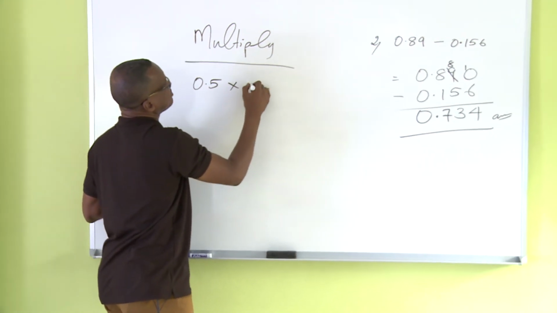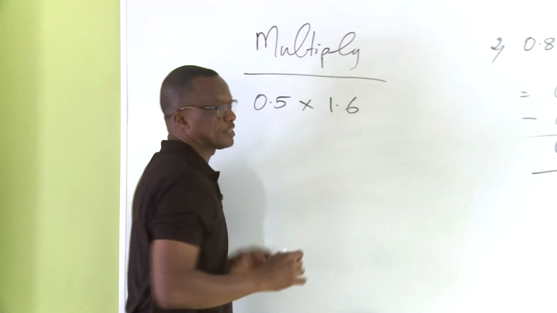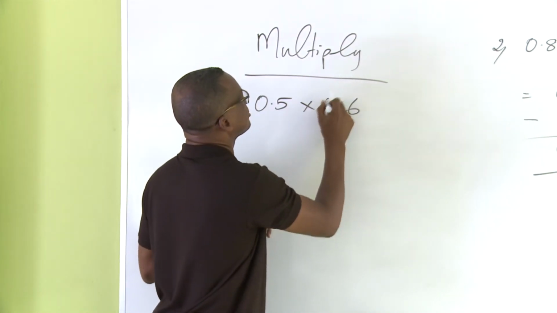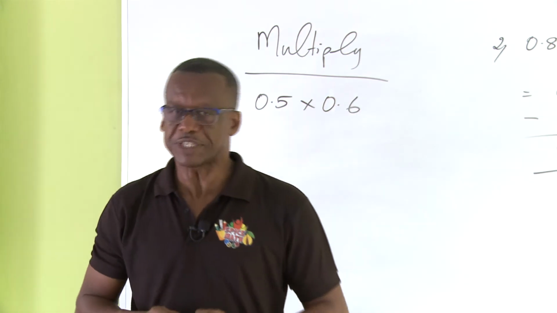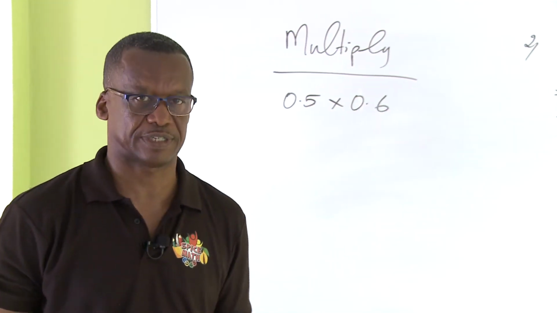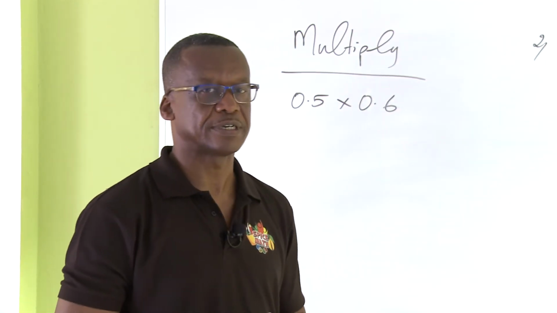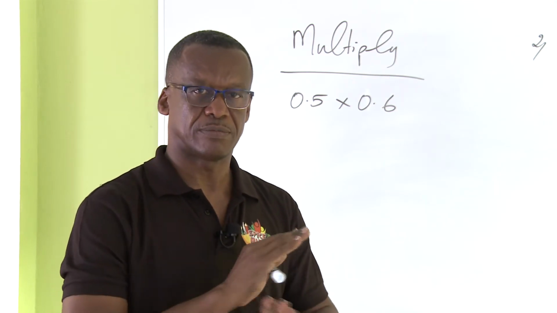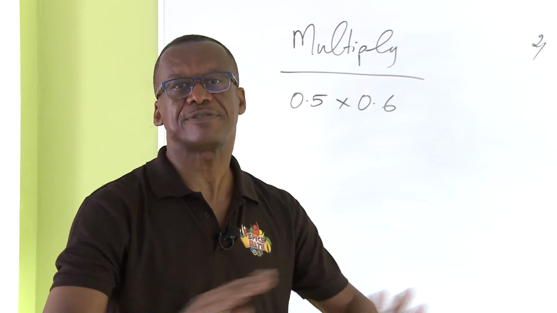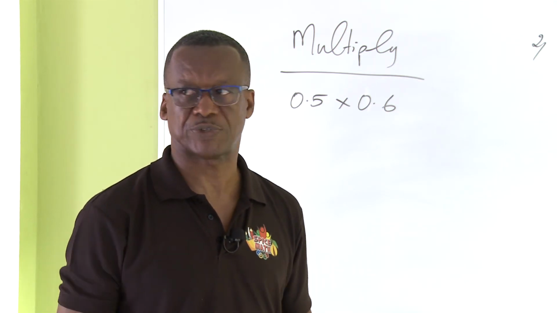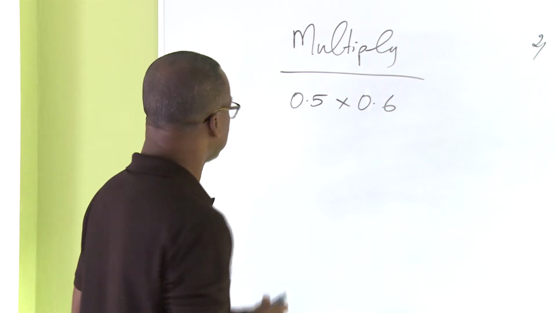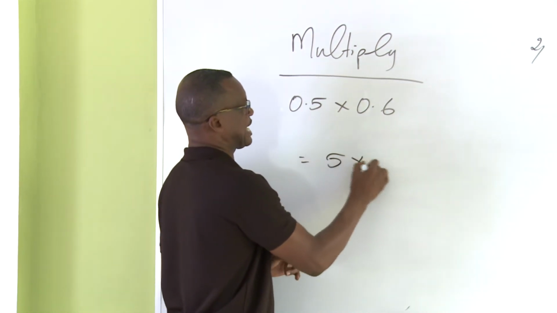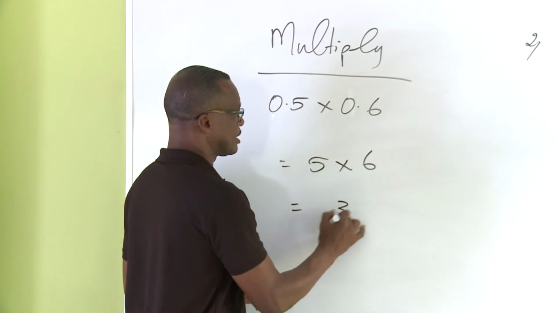0.5 multiplied by 0.6. Let's stick to fractions. When you're multiplying decimal fractions, the first step is to ignore the point, and the second step is to multiply the numbers as if there were no point whatsoever. So in this case, we could say this is like 5 times 6, which is 30.